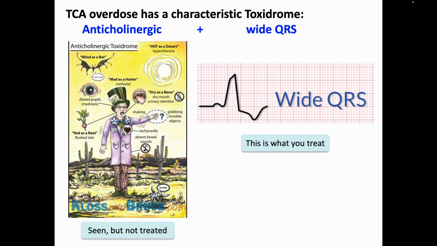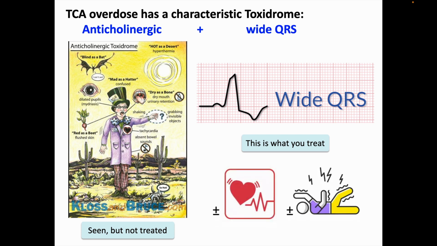A bedside examination can tell that the patient is tachycardic, but there's no way to observe QRS widening without an EKG. And QRS widening from sodium channel blockade is the other part of the TCA toxidrome. And this is the part that gets antidotal treatment. Of course, if the patient develops seizures or cardiac arrhythmias, you'd treat those too.